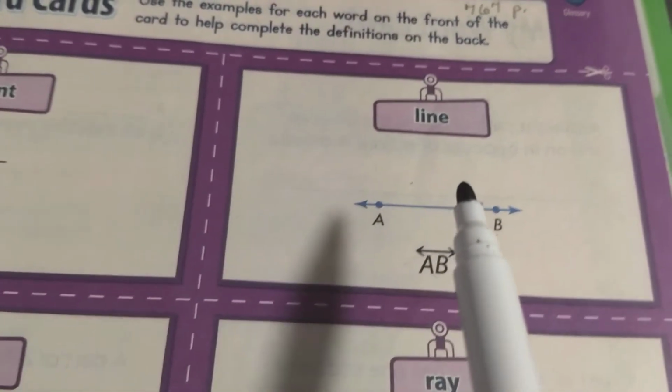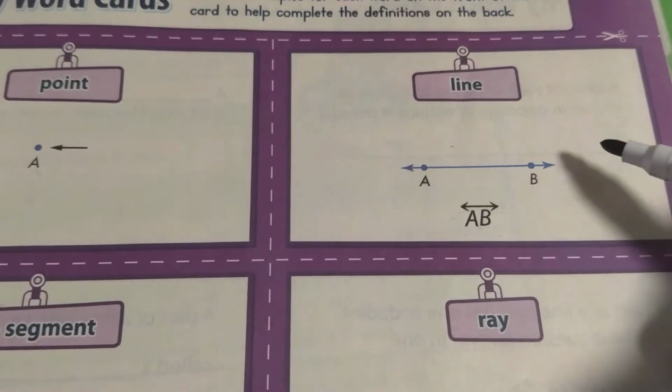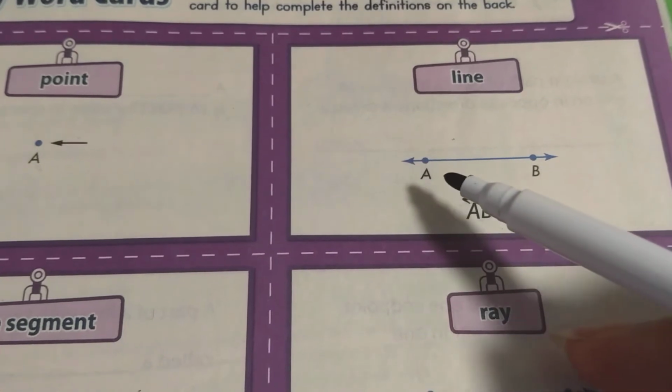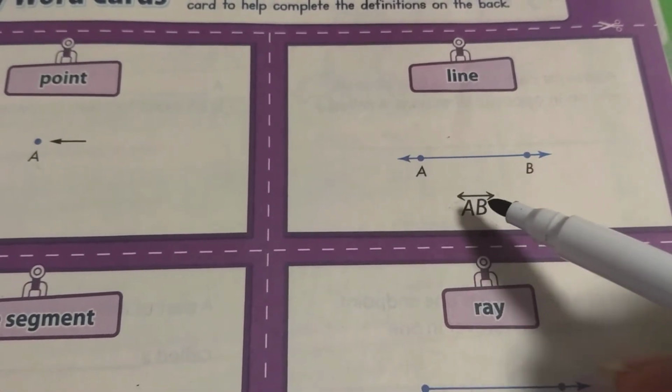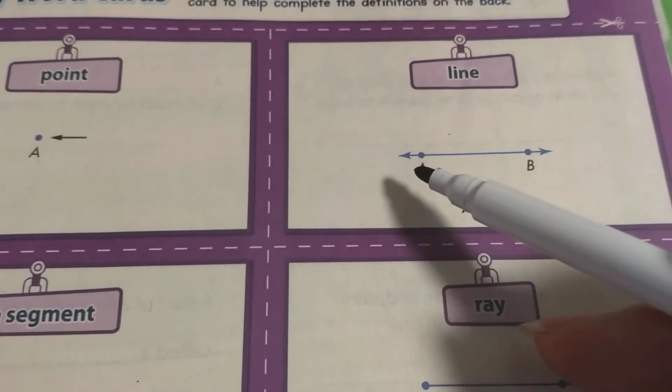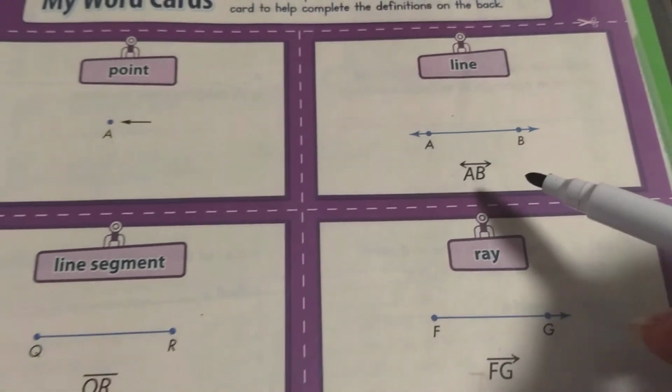Beside it here on your card, this will be a line, all right? This is line AB, okay? And that's how you would write it, line AB. If you notice, it has two arrows that go in opposite directions, okay?